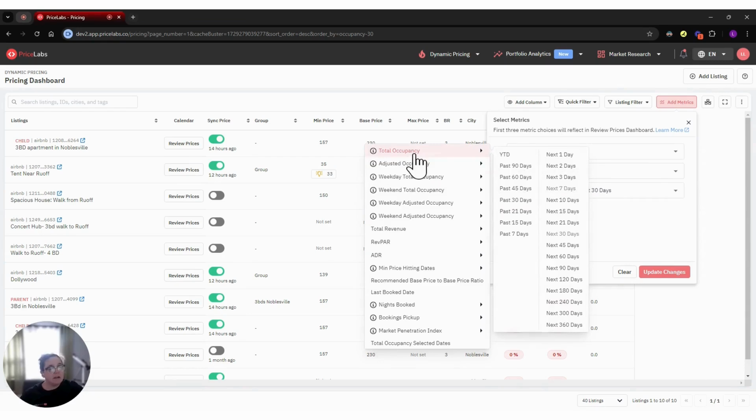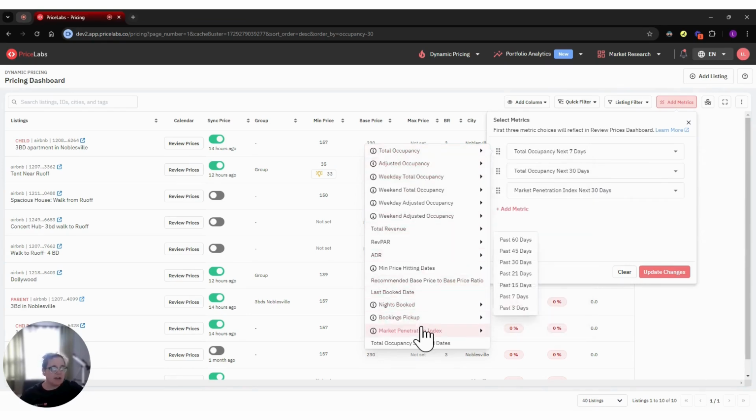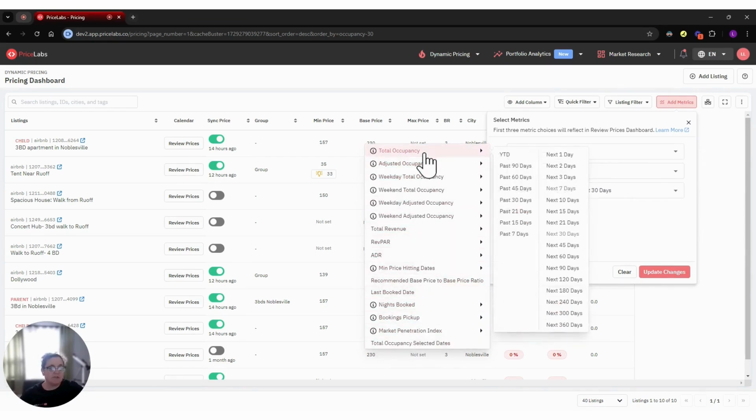When you click here, you have a huge variety of different metrics that you can add. This may be a little bit overwhelming, but what I highly, highly recommend is hovering over these eyes next to each title. What that does is it shows you exactly what this metric is looking at. For example, total occupancy is a little bit different than adjusted occupancy due to blocks, and if you hover over the little information icon, it shows you that.